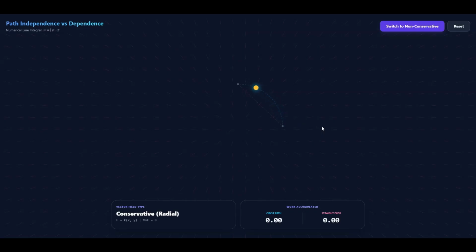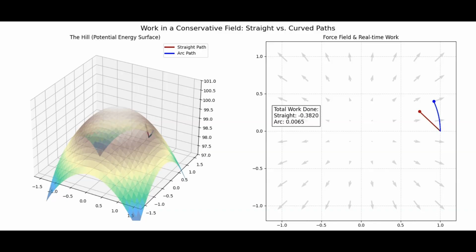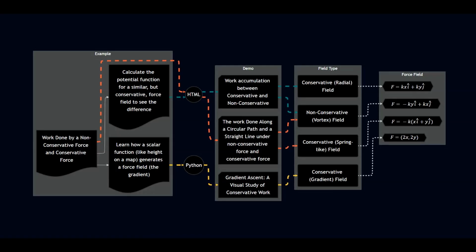Unlike the GPS-like nature of conservative forces, non-conservative forces act like an odometer. They record every turn of the wheel and every bit of resistance encountered. If you move an object in a circle within a vortex field, the work does not reset to zero when you return to the start. Instead, it keeps growing as the field continuously pushes the object along the curve.